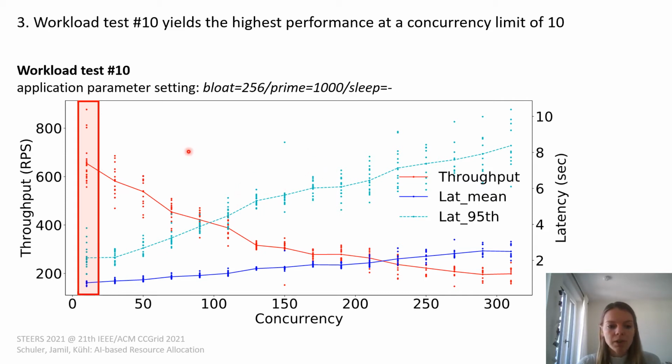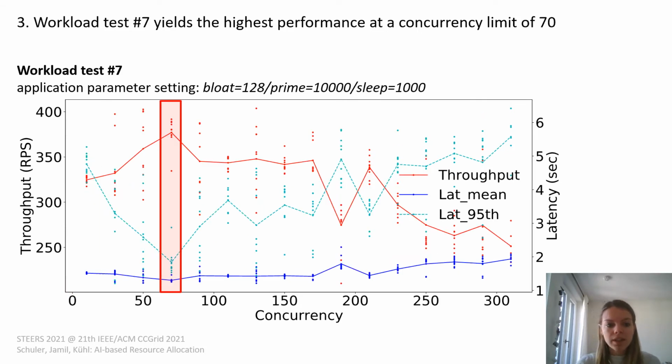What we found out for this workload test is that higher concurrency is not always better. For this workload, we have the highest throughput values at a concurrency setting of 10. And at the same time, we also have the lowest latency values at a concurrency setting of 10 as well.